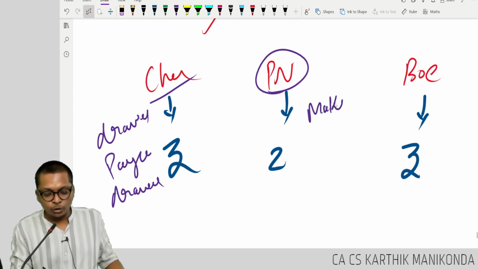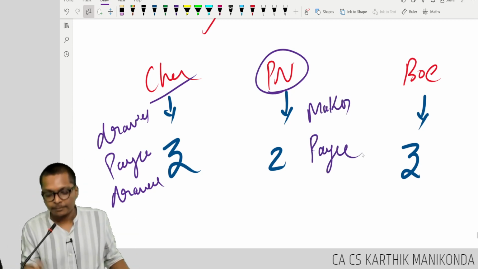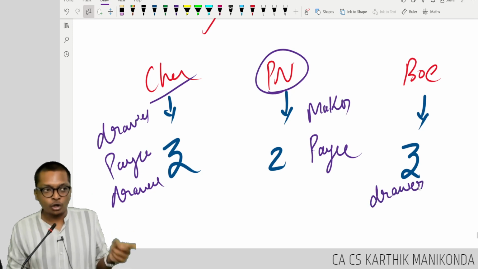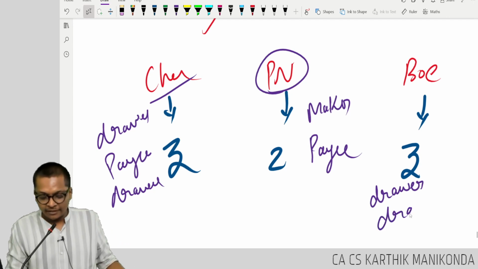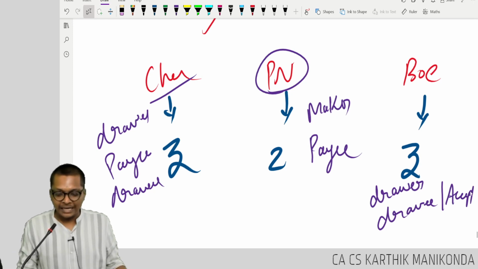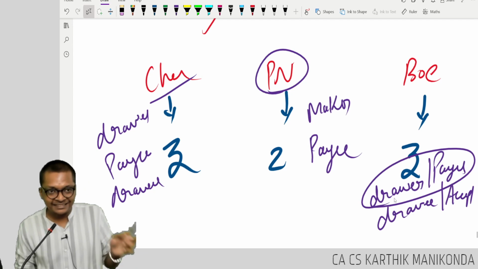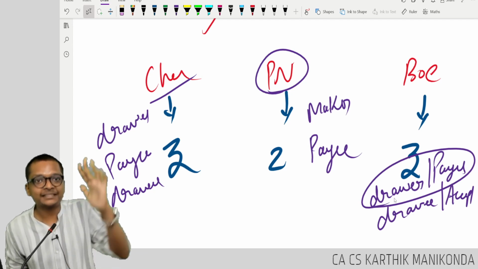In a promissory note, we have two parties. Maker is the person who is going to make the payment, and the payee is the person to whom he is going to pay. In a bill of exchange, we have the drawer. Drawer is the seller who has to receive the money. He will give the bill to the drawee, also called the acceptor, and the acceptor will pay the payee. Generally, drawer and payee are the same, unless I endorse the bill to somebody else.